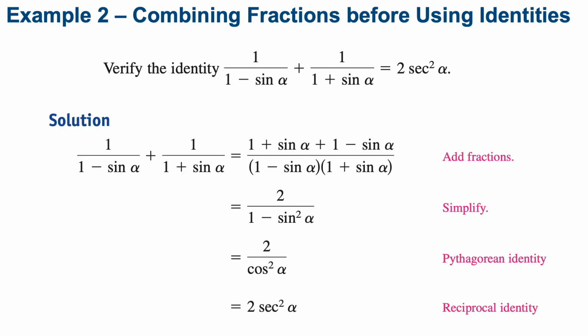Here's one where we can use combining fractions. Let's verify that 1 over 1 minus sine of alpha plus 1 over 1 plus sine of alpha is equal to 2 secant squared alpha.